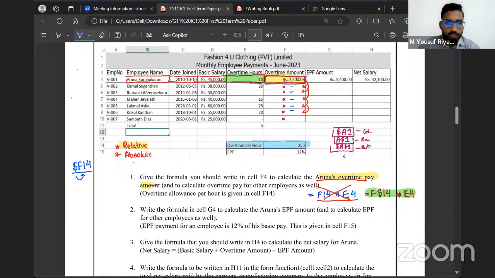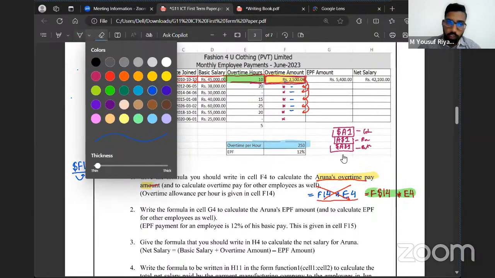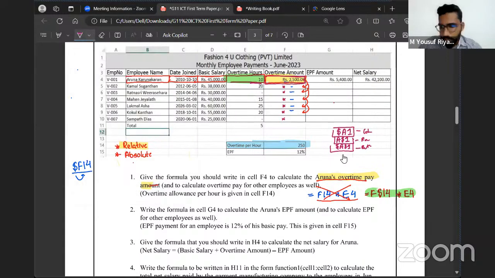Why not $F$14? I have mentioned the minimum requirement. $F$14 is also correct, but that is not a required thing because why are we jumping columns here? Only if we are jumping columns, we have to think about $F. So what I have given as the answer is basically the minimum requirement.